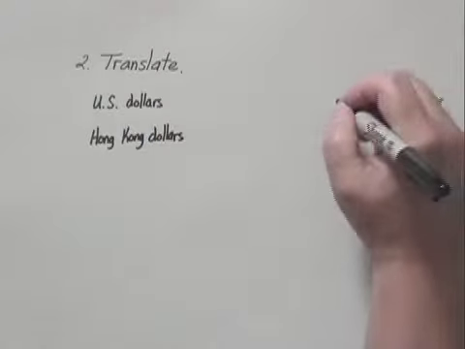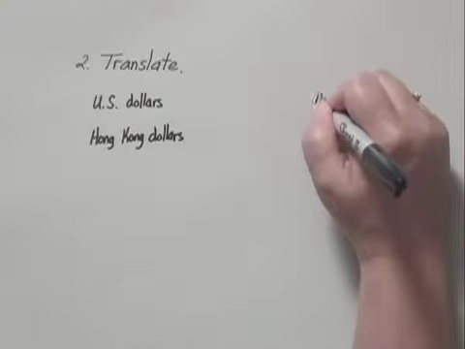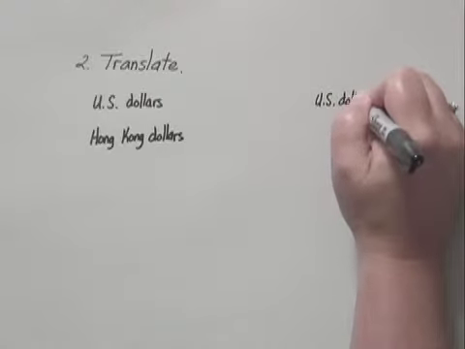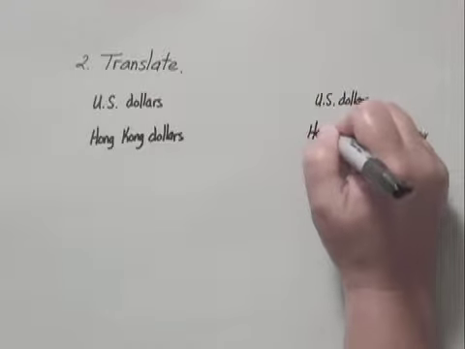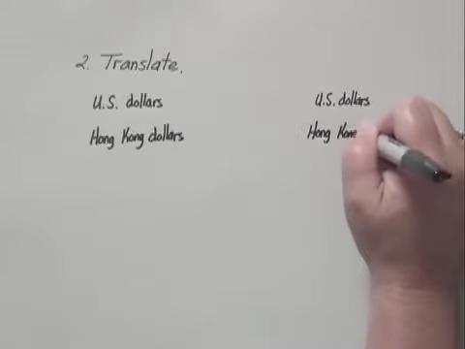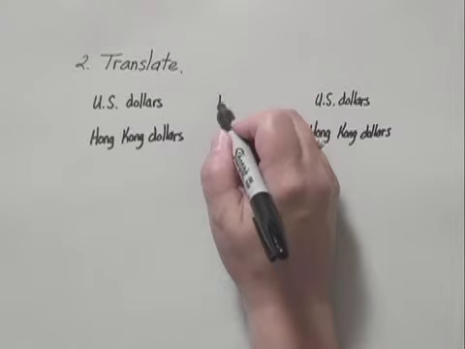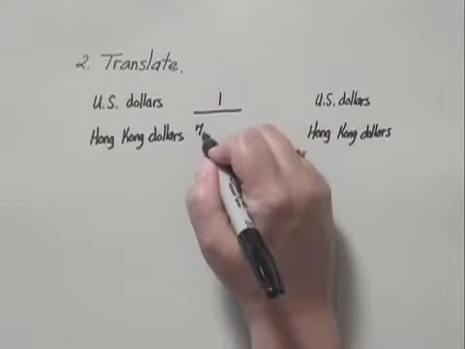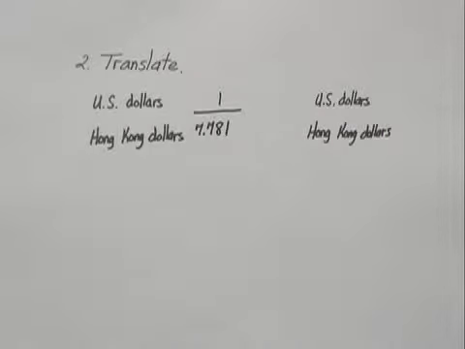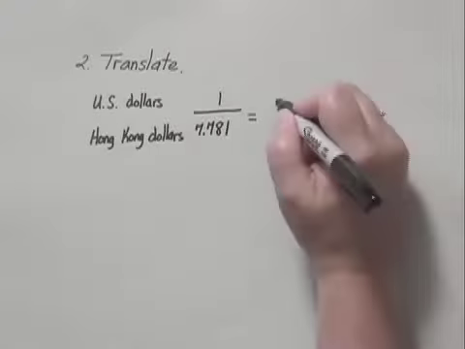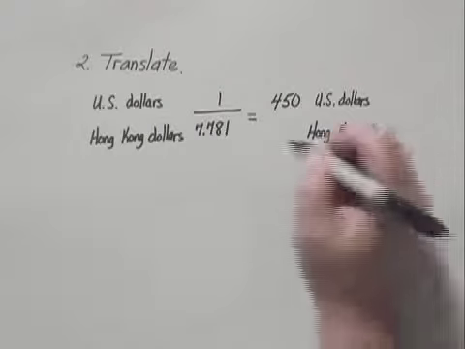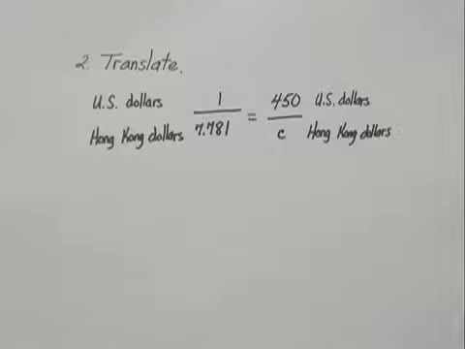and then we're going to have a proportion, and make sure on the other side, the other ratio, we also have US dollars in the numerator and Hong Kong dollars in the denominator. If you can keep that straight, the rest of it's more straightforward. We're given that the ratio of US dollars to Hong Kong dollars is 1 US dollar to 7.781 Hong Kong dollars. So we should have the same ratio for 450 US dollars to C Hong Kong dollars. And we've translated to a proportion, and now we solve this proportion.